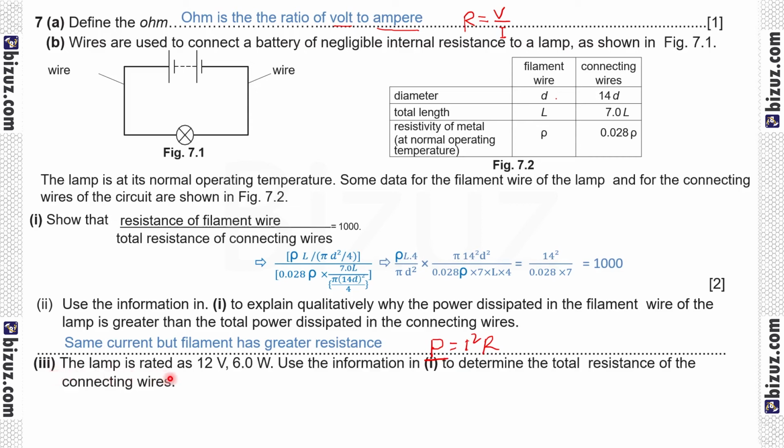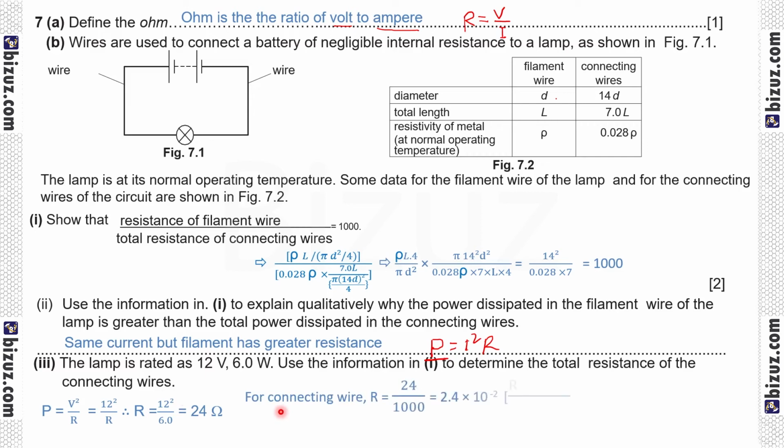B3, the lamp is rated as 12 volt 6 watt. Use the information in 1 to determine the total resistance of connecting wires. Formula for power is V square divided by R, and here V is given 12, so it's 12 square. Then R is equal to V square divided by power, and power is given 6 watt. That's why the resistance of filament wire is equal to 24 ohms.